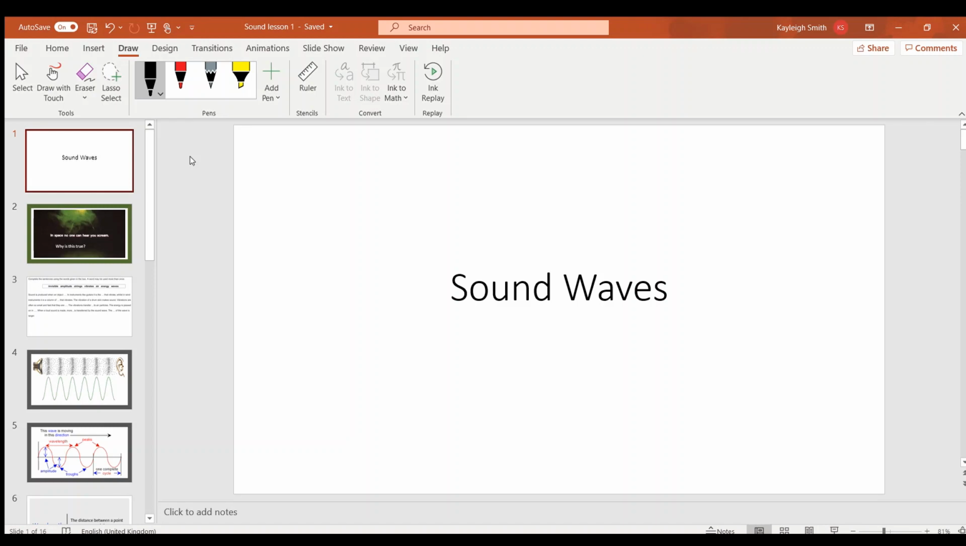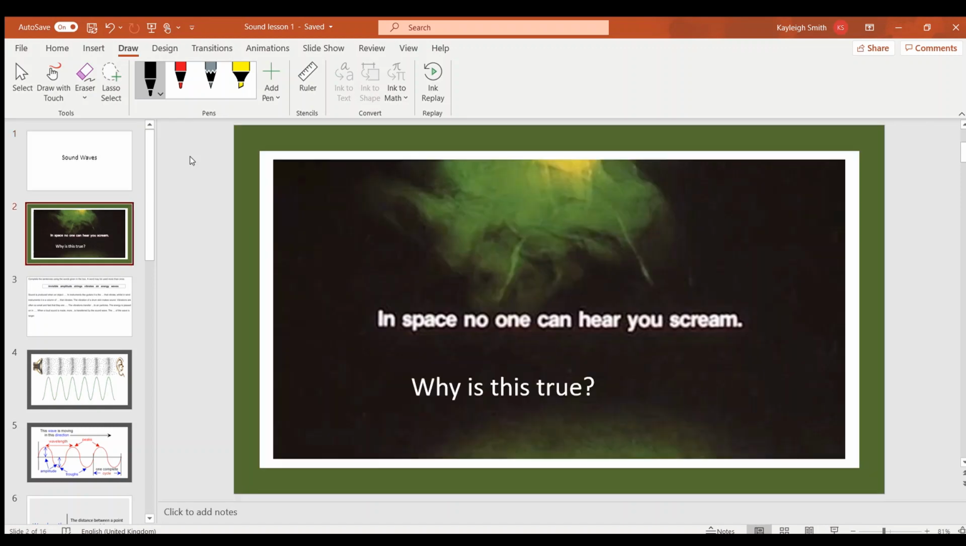So the particles have to bump into each other in order to pass the sound wave along. That's why if you hold your finger to your voice box, you should be able to feel it vibrating. If you did the fork experiment where you hit the fork and put it in the water, you'd see that transfer of energy from the fork into the water. And that's where phrases like this one come from. In space, no one can hear you scream.